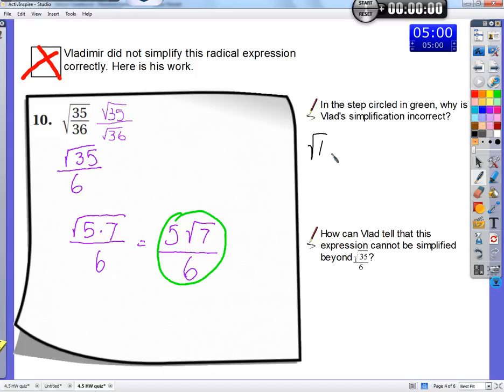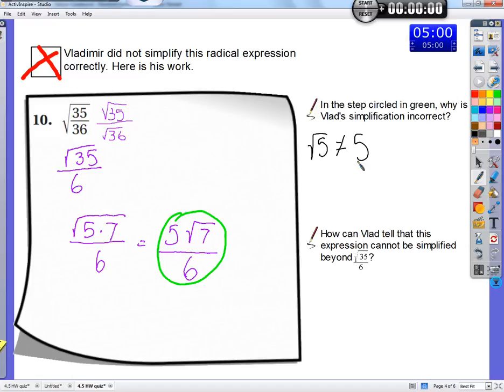Vladimir's not here today to hear you say that. Square root of 5 does not equal 5. That's why it's wrong. Now, I wouldn't write this up there just to confuse you. I see this all the time. People taking square roots, factoring them, okay? Got the right idea, partially the right idea there.